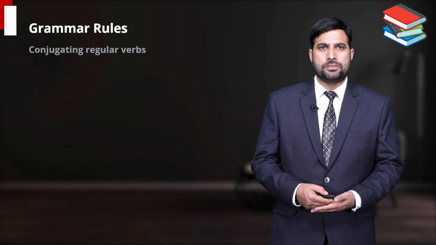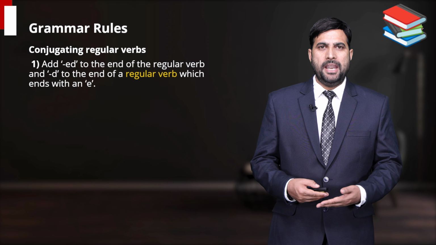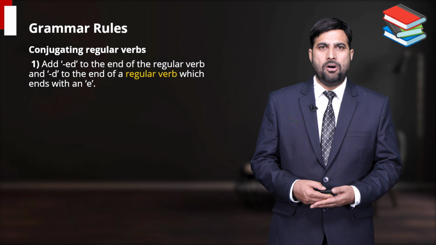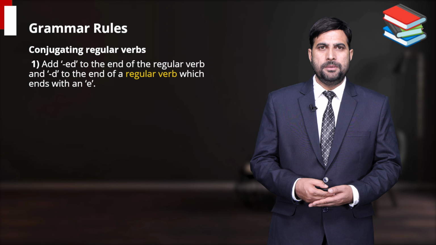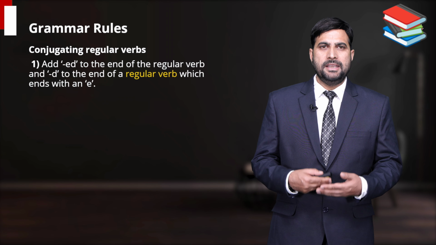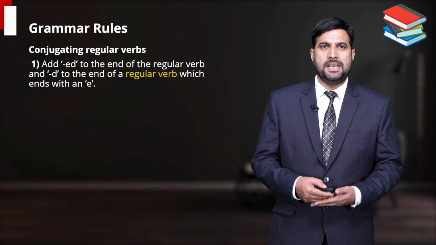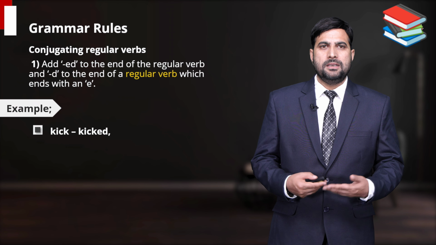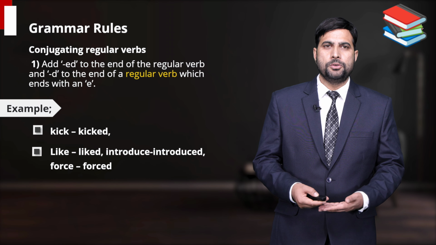Now, various grammar rules. Rule number 1, conjugating regular verbs. Add ed to the end of the regular verb and d to the end of a regular verb which ends with an e. So we have usually main two types of verbs. One is a regular verb, another is irregular verb. In a regular verb, you have the formula add ed to the first form of the verb in order to make that past, or d at the end of the verb which ends with e. For example, kick, kicked, like, liked, introduce, introduced, force, forced.